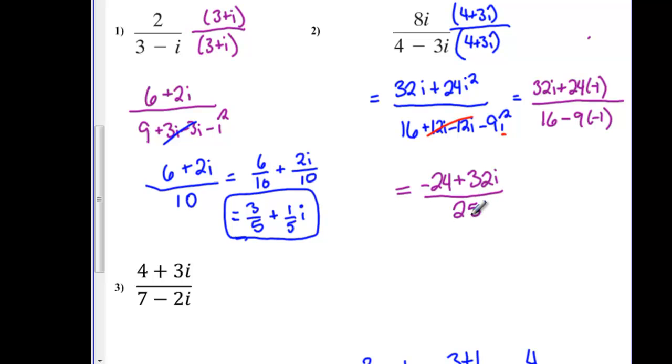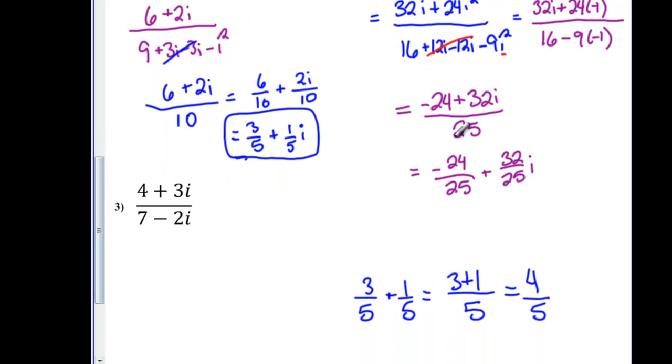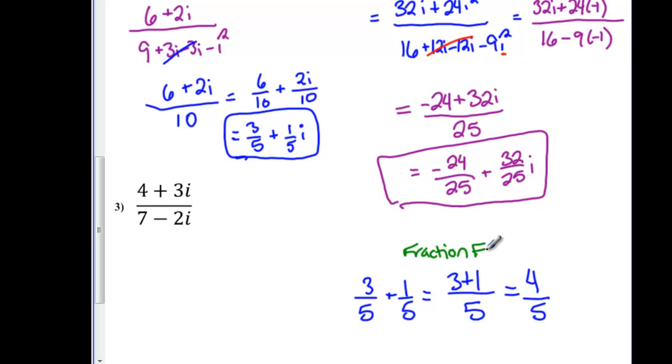25. Okay. And then to make my MyMathLab happy, we're going to split it apart. So we've got negative 24 25ths plus 32 25ths i. Does anything reduce? Nope. So we're done. Just labeling.